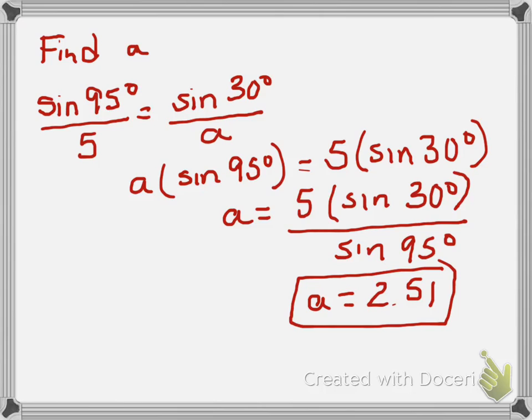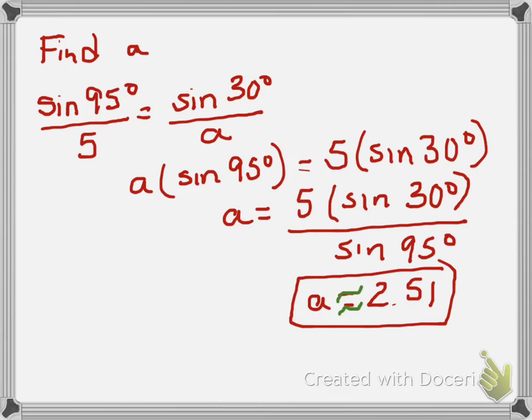This time I didn't skip a step, but I am skipping a step here. I have A is equal to 5 times the sine of 30 degrees divided by the sine of 95 degrees. So I put that into my trusty dusty calculator and I get A equals approximately 2.51. So I should make that a squiggly line if I can, if it'll let me.